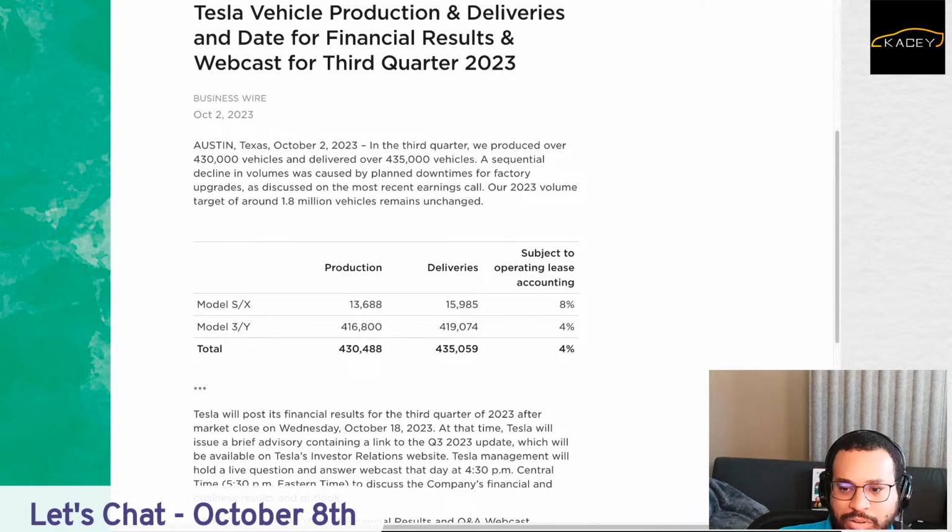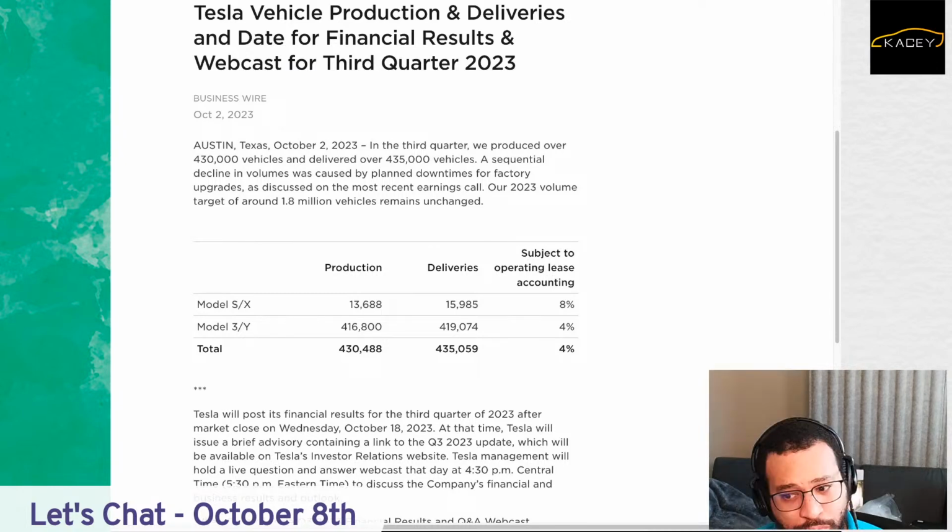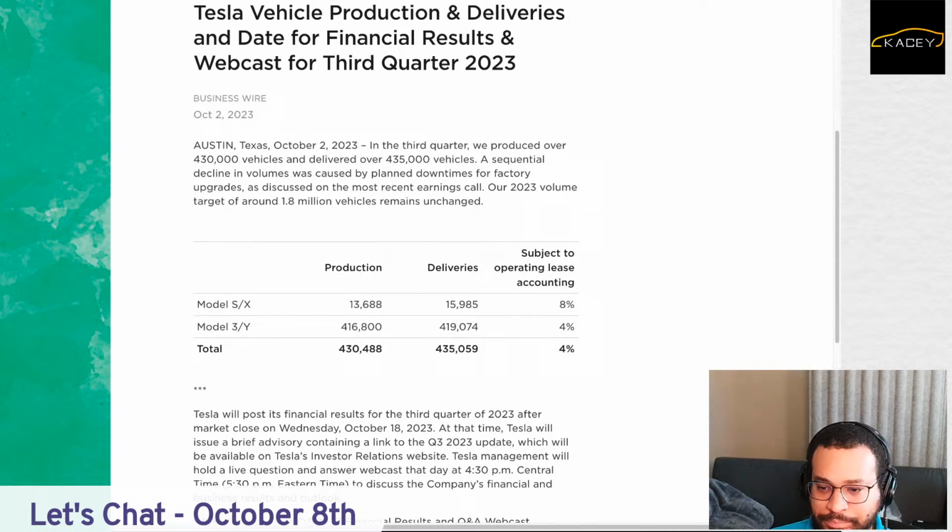Model 3 and Y, 416,800 produced, of which they delivered 419,074, with 4% leased, for a total of 430,488 produced, with 435,059 delivered, with 4% subject to lease.